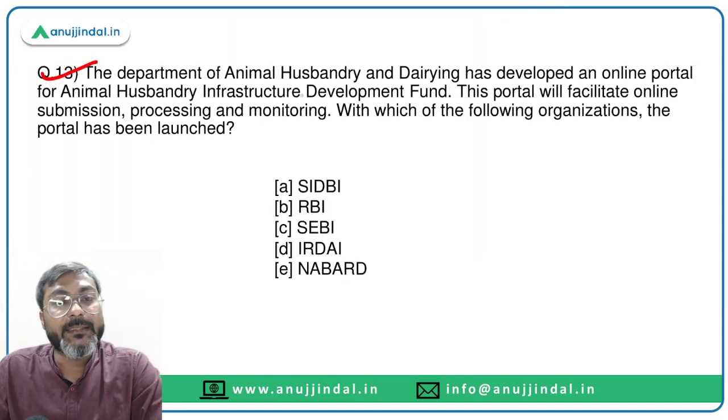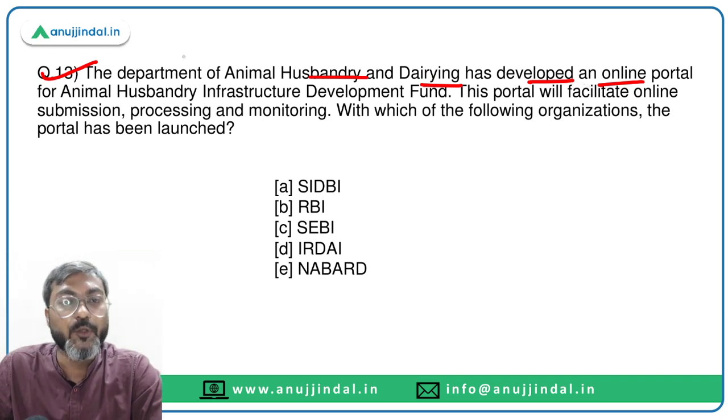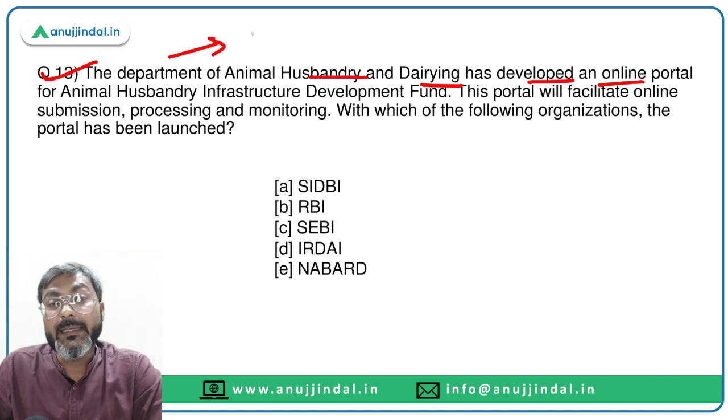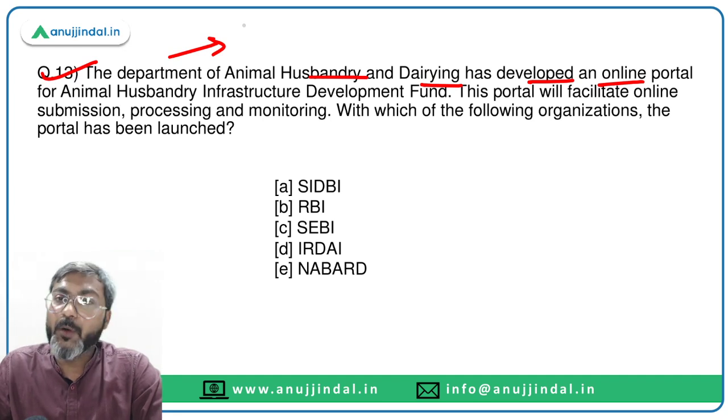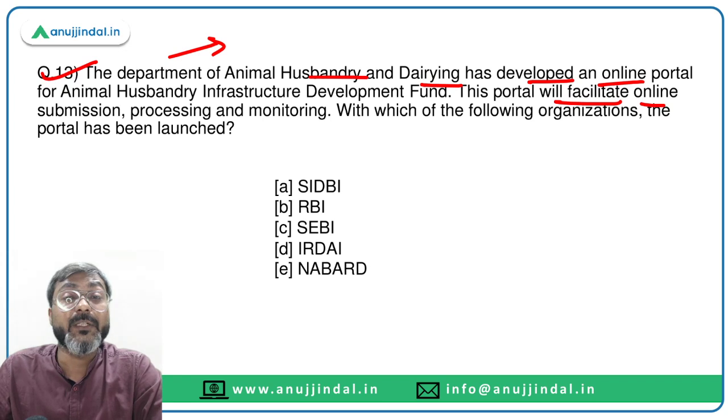Coming to question number 13. The Department of Animal Husbandry and Dairying has developed an online portal for animal husbandry infrastructure development fund. Very very important question. This is a new portal and it has not gone live till now, but yes, it has been developed. So very soon it will be made live. This portal will facilitate online submission, processing and monitoring. With which of the following organizations has the portal been launched?